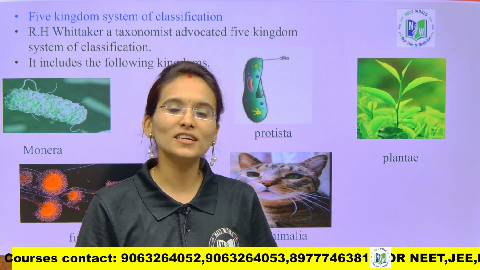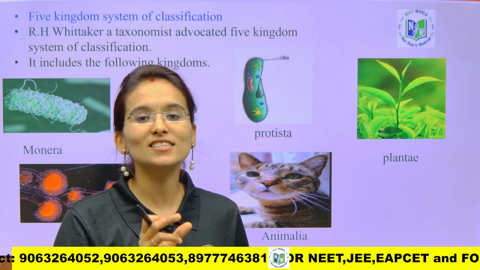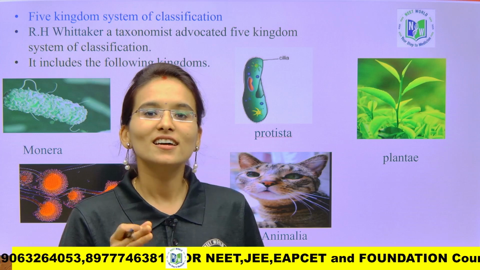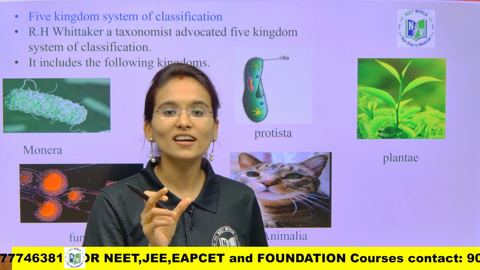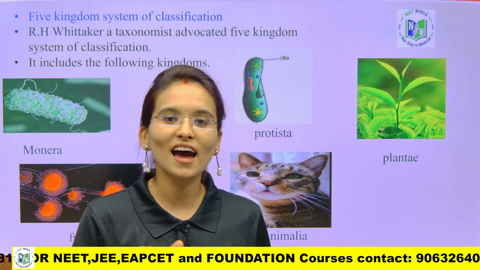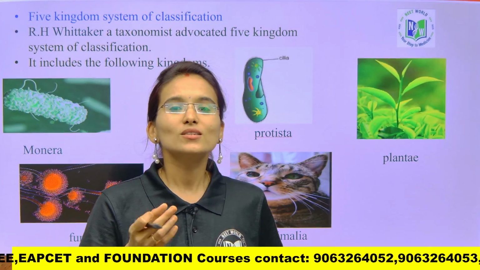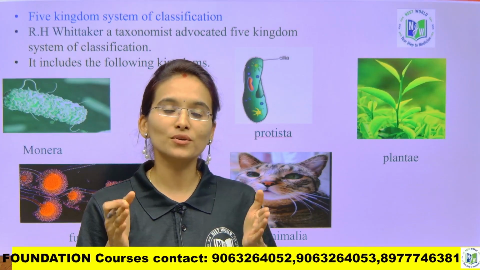In those two components, genus and species are included. The genus starts with a capital letter and the species starts with a small letter, and both genus and species are underlined separately when handwritten, and printed in italics. So binomial nomenclature contains all these sets of rules.